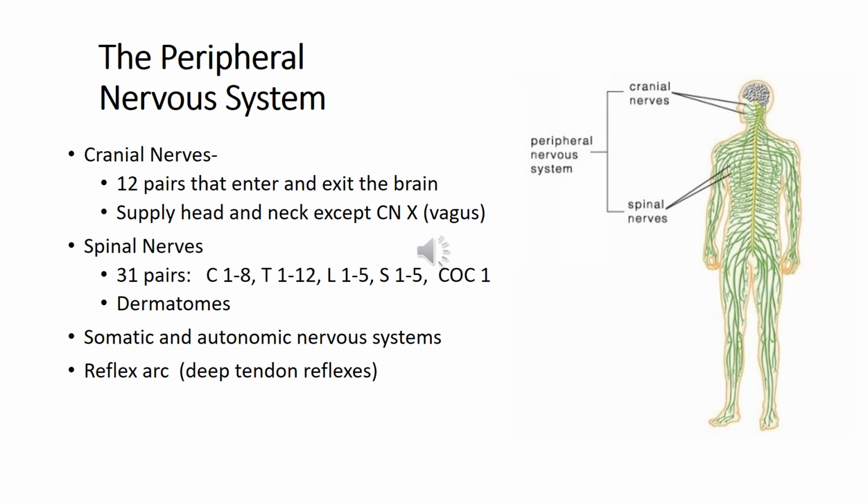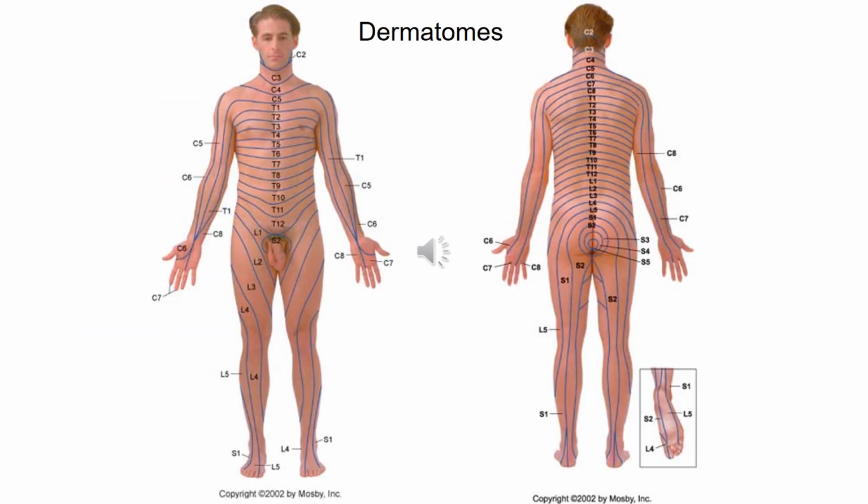Also included in the spinal nerves, we have the dermatomes. A dermatome is an area of skin that is supplied by a single spinal nerve. In the diagram, you can see the dermatomes more specifically.